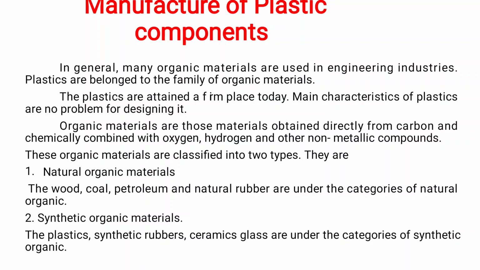These organic materials are classified into two types: natural organic materials and synthetic organic materials. Natural organic materials are wood, coal, petroleum and natural rubber. Synthetic organic materials include plastics, synthetic rubber, ceramics, glass and other synthetic categories.